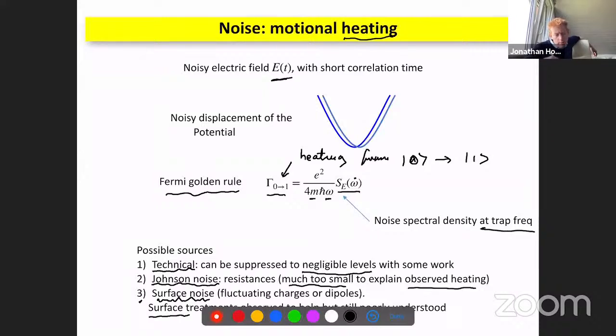So one way to get over this is to build a trap where the electrodes are very far from the ion. Yeah, and so that's fine, but actually in the long term, many people would like to make smaller traps for various reasons, getting stronger fields and things like that. So surface noise is one of the big challenges out there in the field today. So this is one source of noise, motional heating.